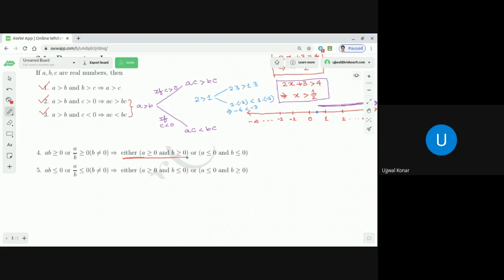either both are positive or both are negative. Correct or not? When the product of two quantities is greater than or equal to 0, then either both the quantities are positive, na? Or both the quantities are negative. Correct? Okay. If both the quantities are negative, then their product becomes positive, na? Greater than 0. Or if both the quantities are positive, then their product is also greater than 0, na?